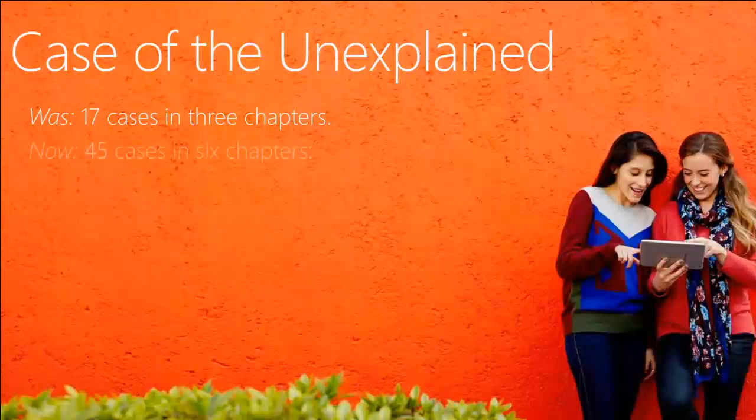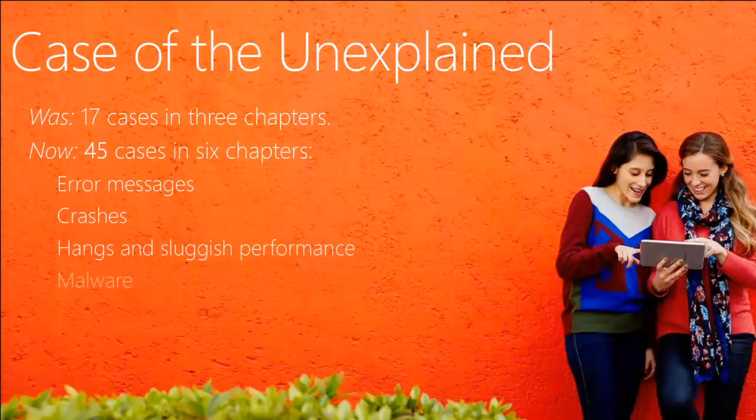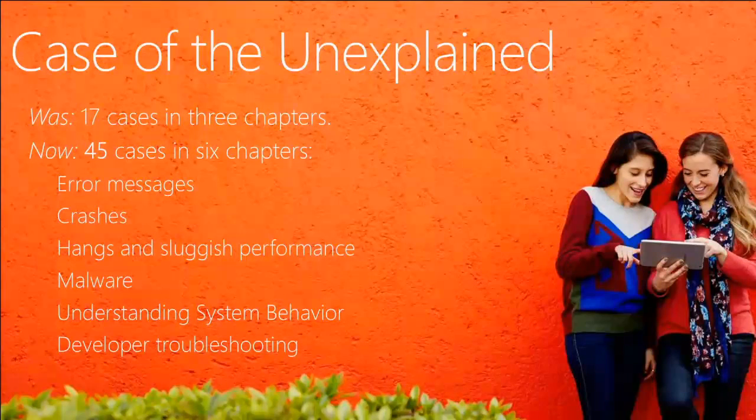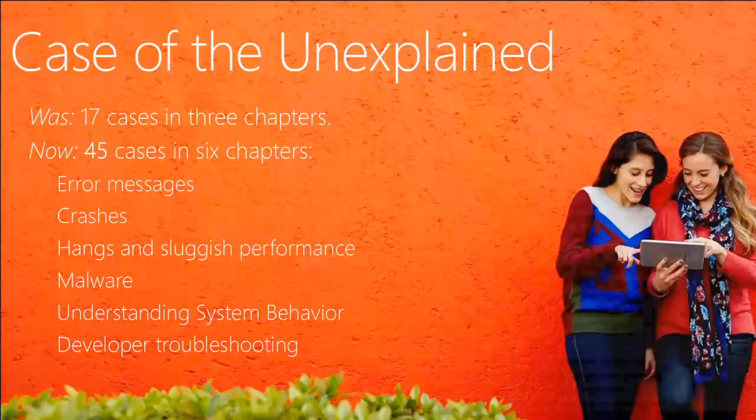Cases Unexplained, this is the section in the back that's kind of modeled after Mark Russinovich's great sessions where he demonstrates the use of the tools and other troubleshooting techniques. In the first book, there were 3 chapters with 17 cases. The new book will have 45 cases across 6 chapters. And they are making fun of someone for hangs and sluggish performance in the graphic, as you can see.